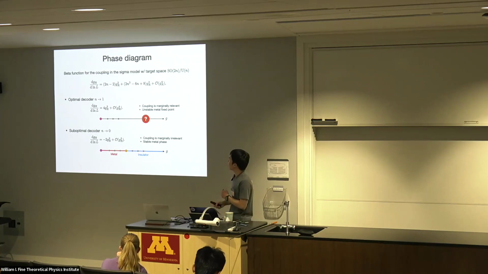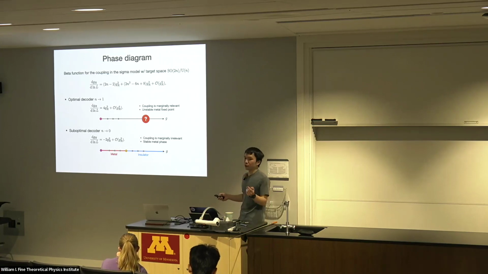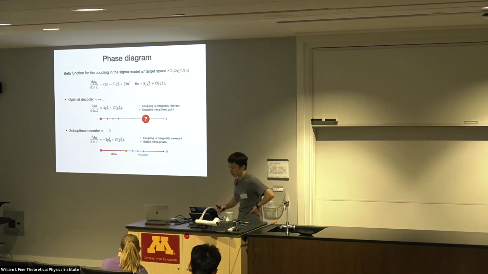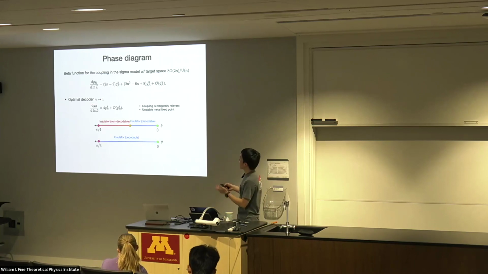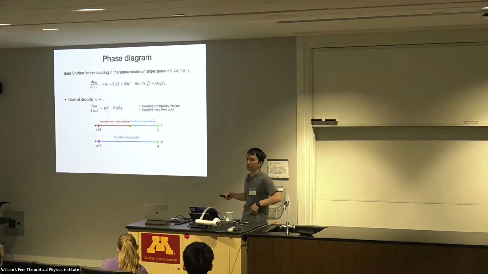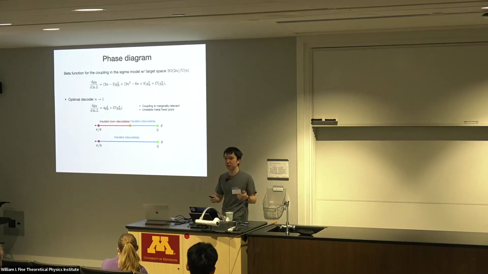The undetermined part is here. When you have the optimal decoder, we know it will flow away from the metal fixed point, but we know there exist multiple different insulators. So the question is, what is the phase diagram here? There could be two situations. One is that there is always one insulator phase connected to theta equals 0, which indicates that the entire regime is decodable. The other possibility is that there is a transition between two insulator phases, one decodable and one not.